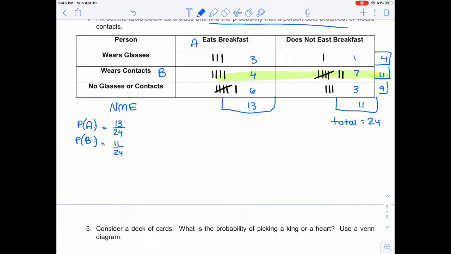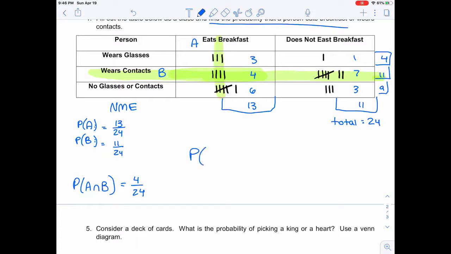Now remember, for not mutually exclusive, we also need to find the probability of A and B. So that's where they both occur. If it's easy for you to visualize, that's fine, or I like to always highlight where they intersect. Clearly it's right here. So we can see that our probability of A and B occurring, eating breakfast and wearing contacts, is 4 out of 24.